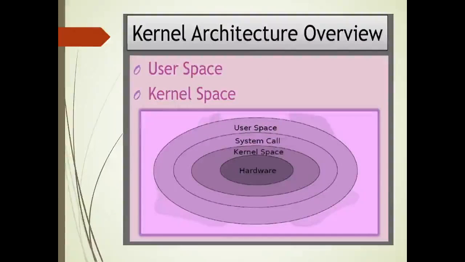Next we'll see kernel architecture. Kernel architecture is divided into user space and kernel space. So in this diagram you can see the lowest layer is the hardware. Above that we have kernel space, above that we have system call, and then we have user space. So the kernel will directly interact with the hardware, whereas the user cannot interact with the hardware.